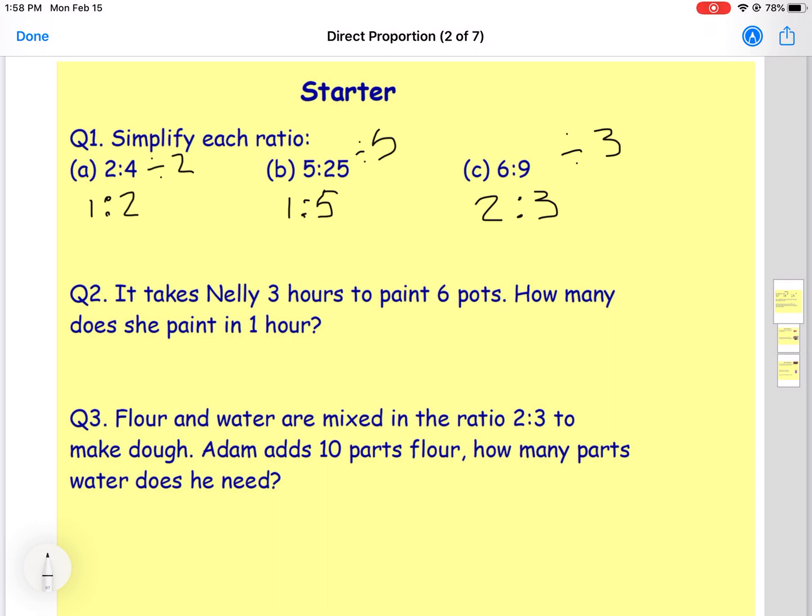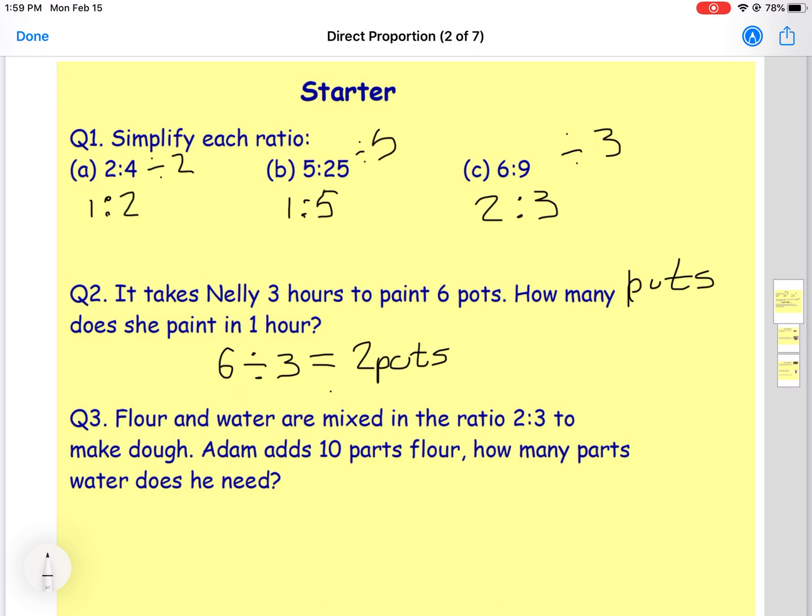Question 2 is looking at the types of questions that we worked on yesterday. So looking at something, trying to get it down to the unitary value. So it takes nearly 3 hours to paint 6 pots. How many pots does she paint in 1 hour? So we've got 3 hours, we're going to get that down to 6. So 3 hours is 6 pots. So if we do 6 divided by 3, we will find out how much she gets in 1 hour. So it's 2 pots every hour.